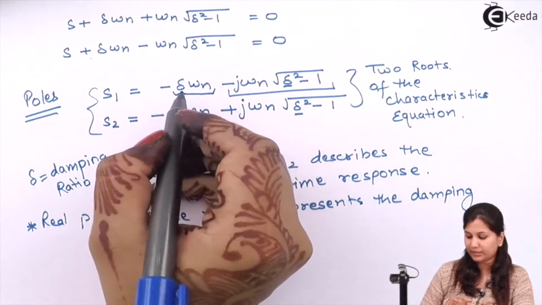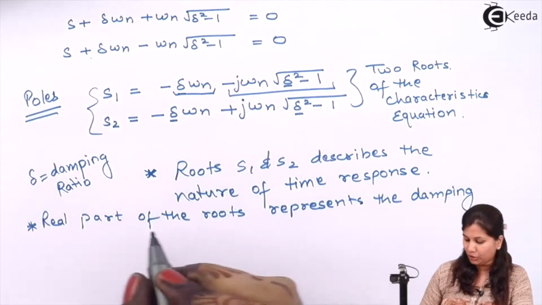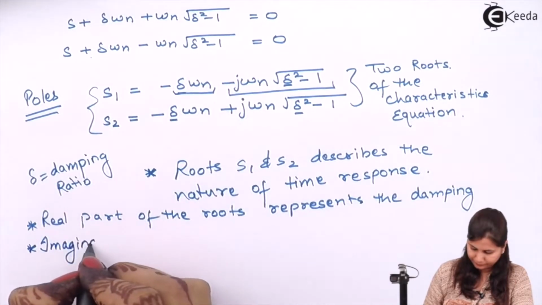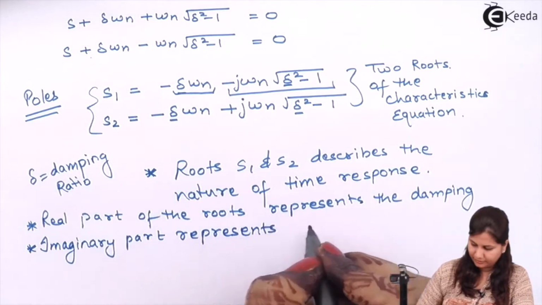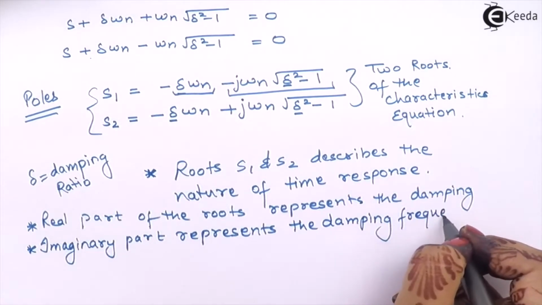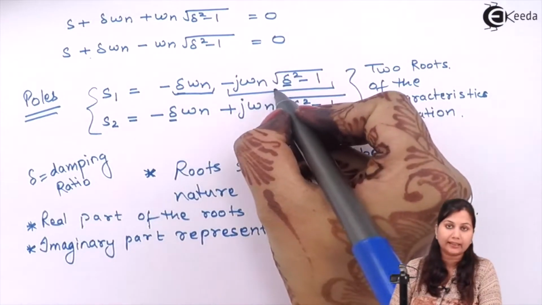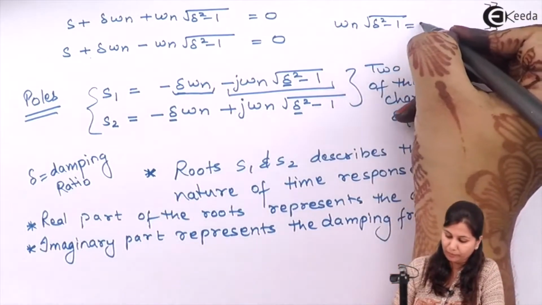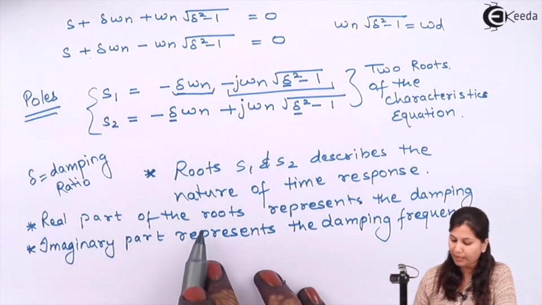it represents damping. You can see that it is the actual damping which has occurred in the system. So actual damping is equal to del omega n. So the real part of the roots represents the damping, and the imaginary part represents the damping frequency. In the imaginary part we have omega n multiplied with under root of del square minus 1. So omega n under root of del square minus 1 is equal to omega d, that is the damping frequency. So this imaginary part represents the damping frequency, and the real part represents the damping.